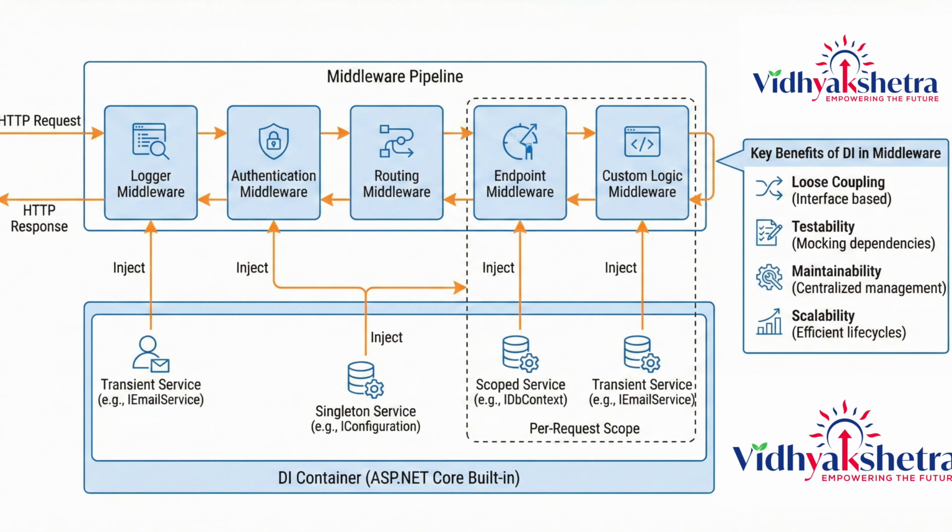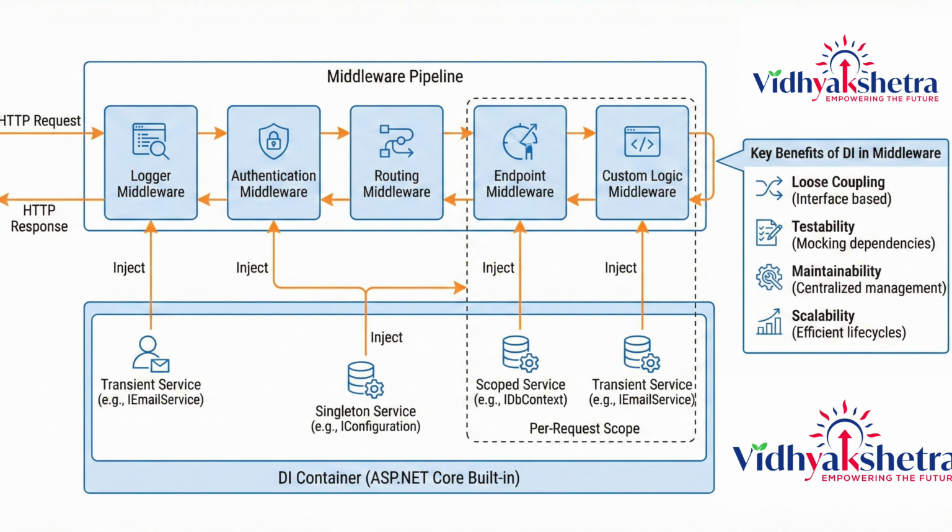The second lifetime is Scoped lifetime. Scoped services are created once per HTTP request. Every component within the same request receives the same instance. This lifetime is especially important for database-related services, transaction managers, and user-specific data handlers. Scoped services provide isolation between requests while maintaining consistency within a single request.